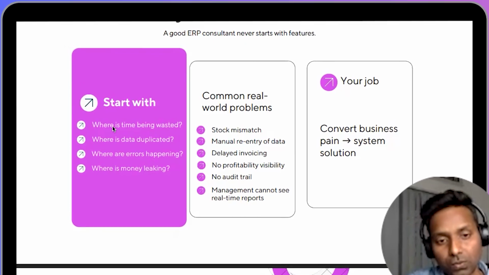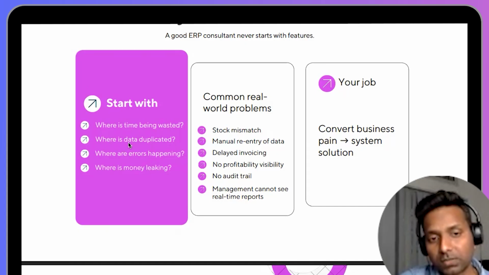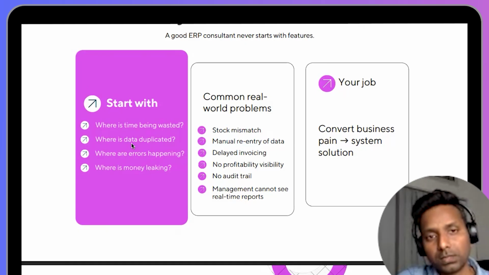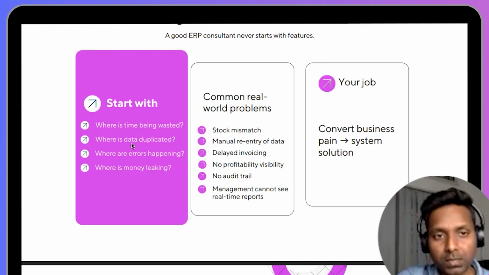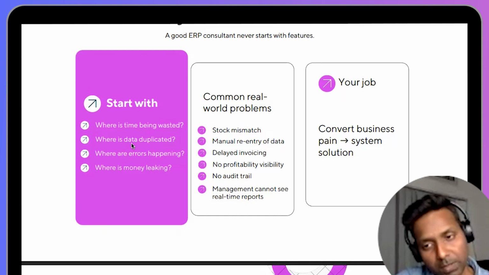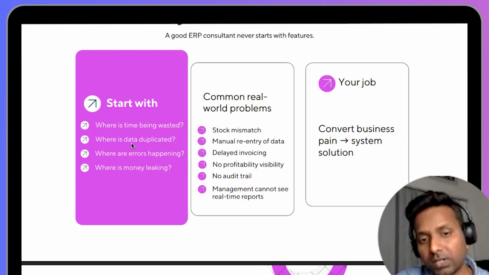Okay, so where the data is duplicated, this is also a very big problem, in any company where the SKUs or the number of items is very high. For example, if you have multiple branches, or big companies managing two or three branches, the same item name is created with a different name.